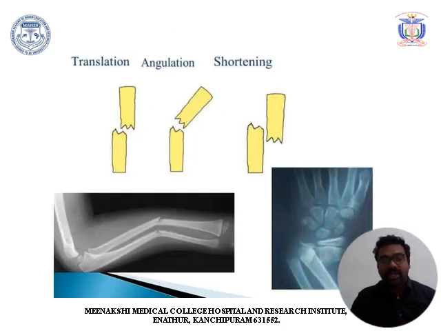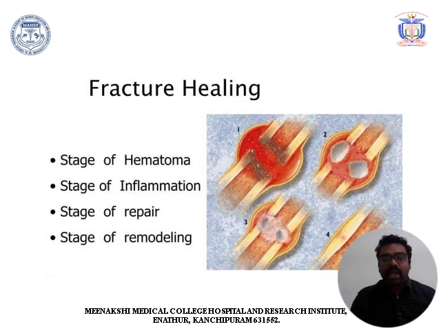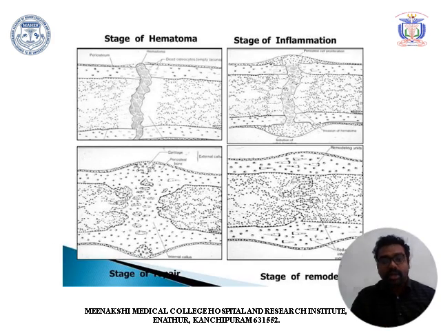Translation and angulation are more critical in the pediatric population because when treating conservatively, we have to accept a certain angulation and translation. For example, 5 mm of varus valgus, 10 mm of anterior posterior translation or angulation, and 5 mm of translation is acceptable. More than that, we have to operate. As with any other fracture, there are 4 stages of healing: hematoma, inflammation, repair, and remodeling.